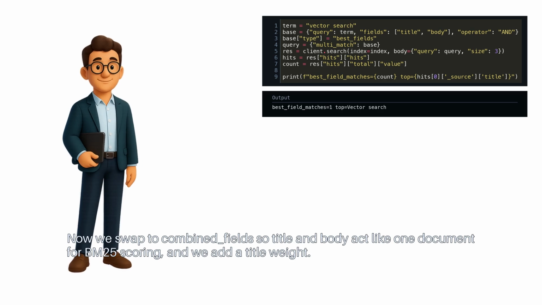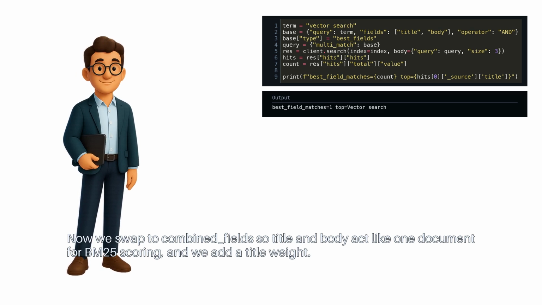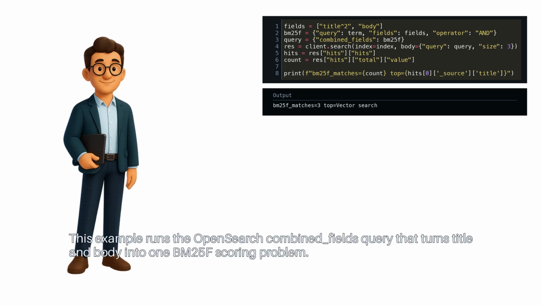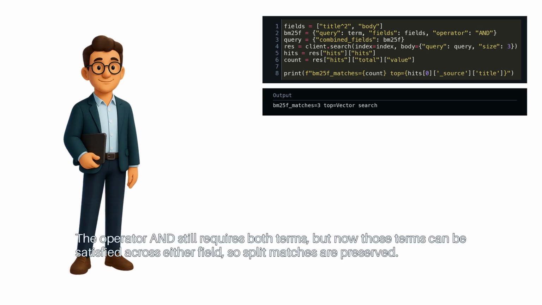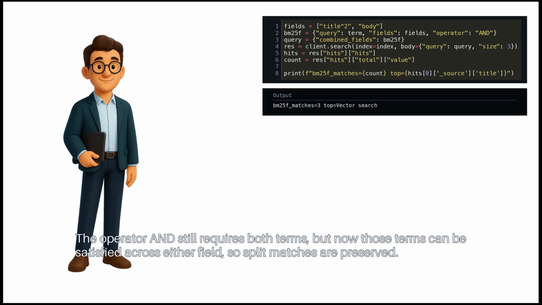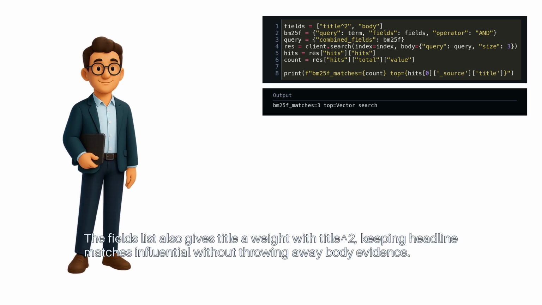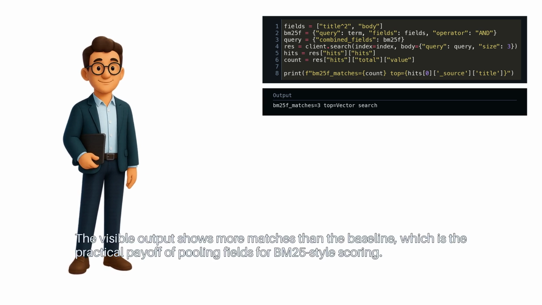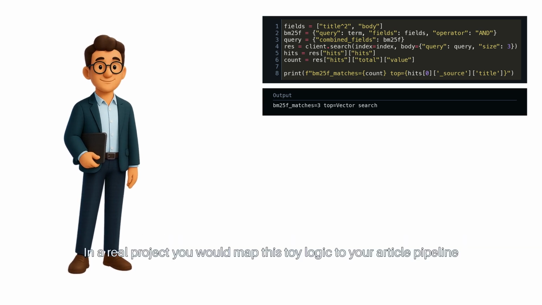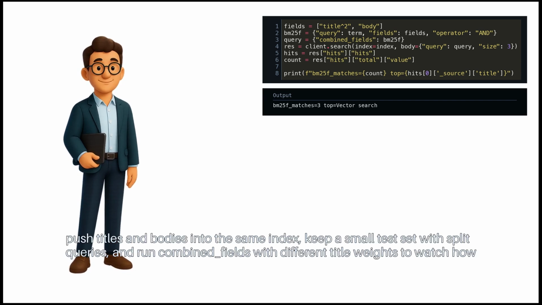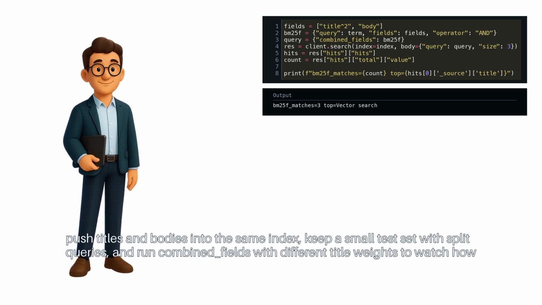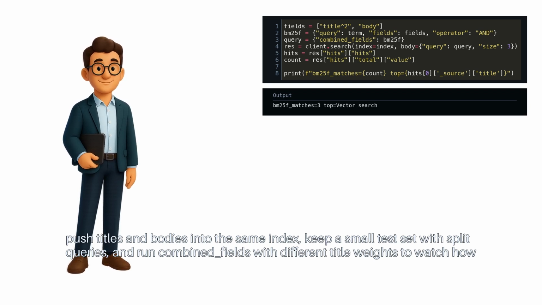Now, we swap to combined fields so title and body act like one document for BM25 scoring, and we add a title weight. This example runs the OpenSearch combined fields query that turns title and body into one BM25F scoring problem. The operator AND still requires both terms, but now those terms can be satisfied across either field, so split matches are preserved. The fields list also gives title a weight with title squared, keeping headline matches influential without throwing away body evidence. The visible output shows more matches than the baseline, which is the practical payoff of pooling fields for BM25 style scoring. In a real project, you would map this toy logic to your article pipeline, push titles and bodies into the same index, keep a small test set with split queries, and run combined fields with different title weights to watch how ranking moves.